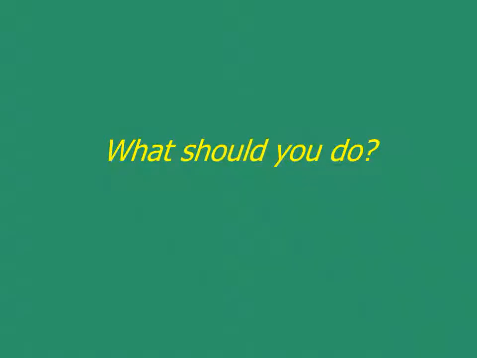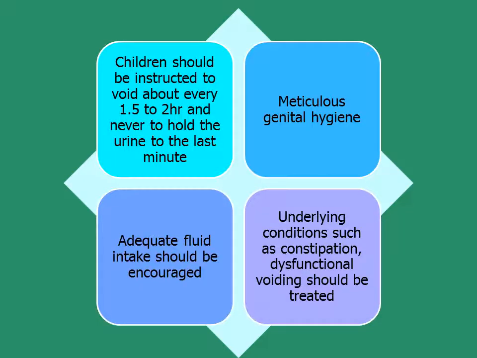What should you do? Children should be instructed to void about every 1.5 to 2 hours and never to hold the urine to the last minute. With voiding, children should be encouraged to use optimal posture and take time to completely empty themselves. Meticulous genital hygiene and adequate fluid intake should be encouraged. Underlying conditions such as constipation and dysfunctional voiding should be treated.